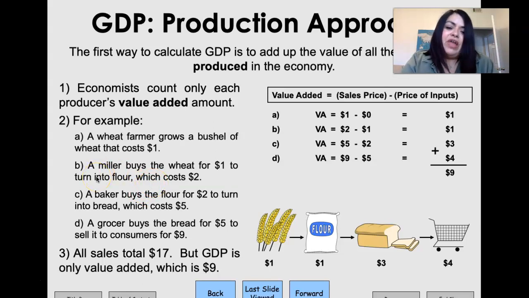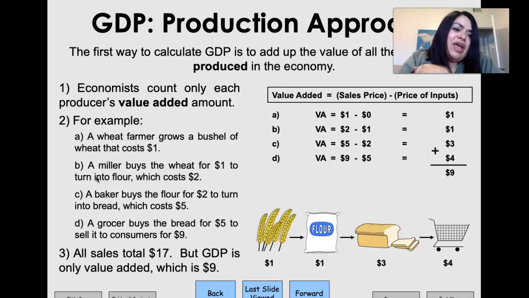A baker buys the flour for $2, and then he turns it into bread and sells that for $5. So he's made $3 in profit. Make sense? So then a grocer, like an H-E-B, buys the bread for $5, but he sells it to the consumer for $9 because it's some really fancy bread. So they made a profit of $4.